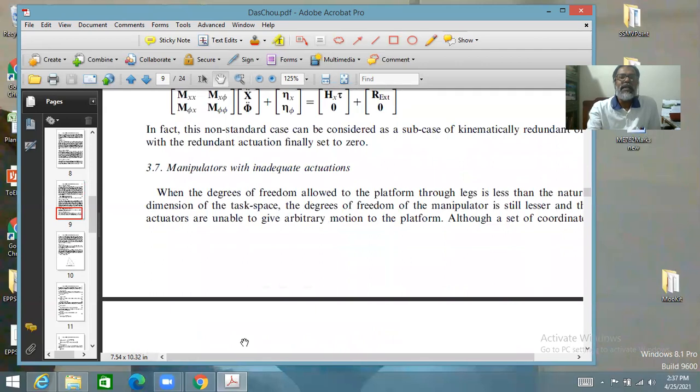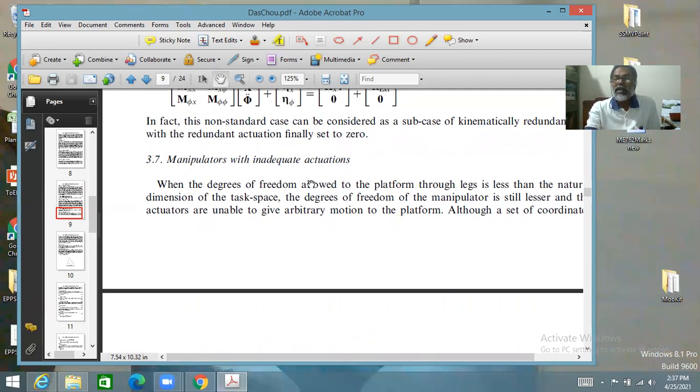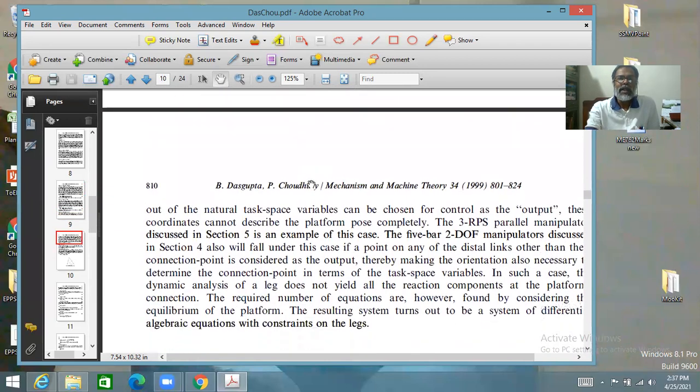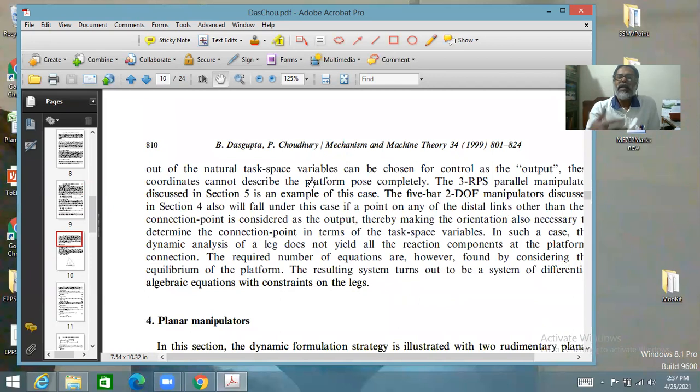And the other case, manipulators with inadequate actuations, we actually handled one such case in the 3-RPS manipulator. And there the final system appears as a system of differential algebraic equations, in which differential equations are too many, and then the surplus is accounted for by the constraint equations.